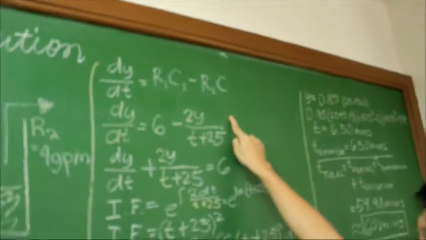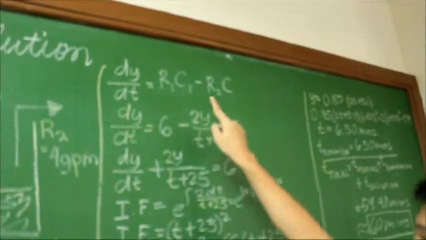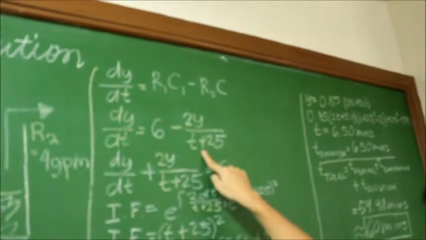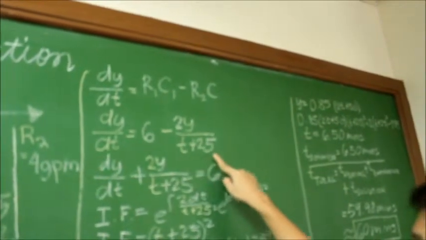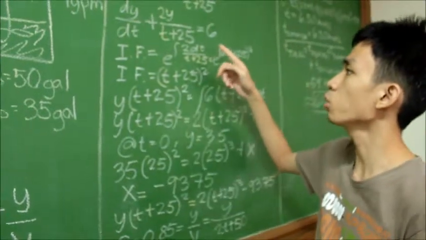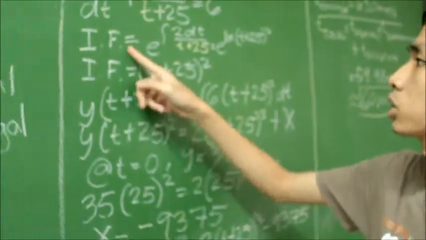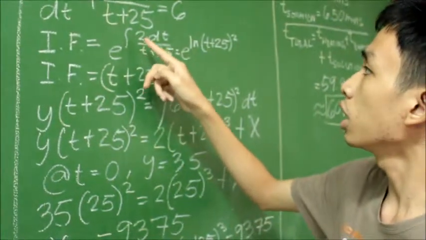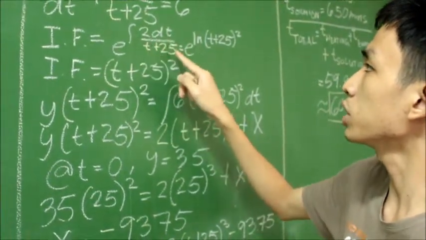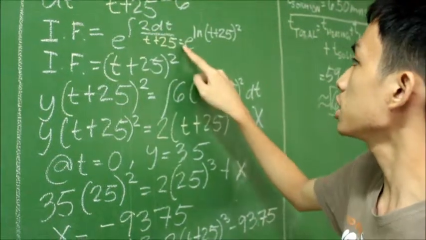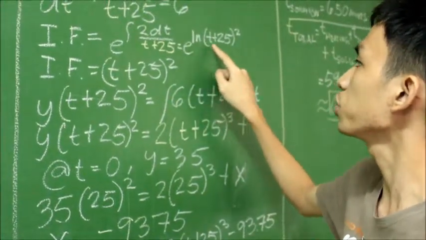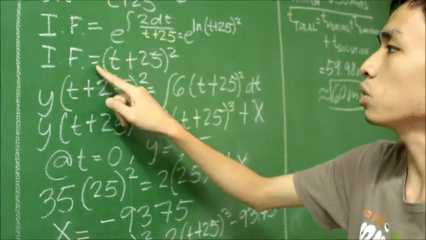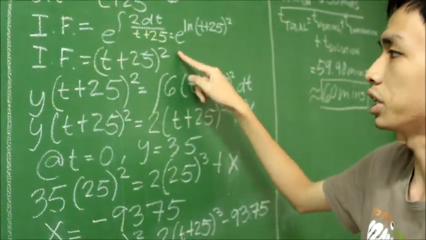Now we input r1, which is 6, times c1 is equal to 1, minus y over v, which is 2y over 2t plus 50, or 2y over 2 times t plus 25. So to solve this equation, we need to find the integrating factor, which is equal to the integral of 2 dt over t plus 25. And it is equal to e to the ln of t plus 25 squared. And the integrating factor will be equal to t plus 25 quantity squared.